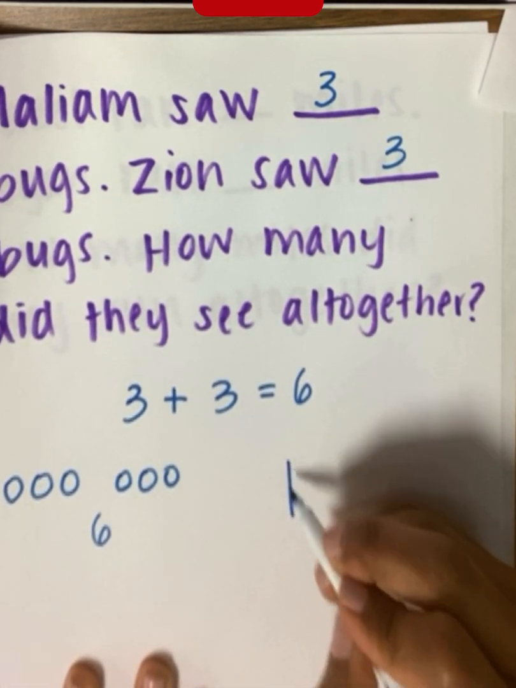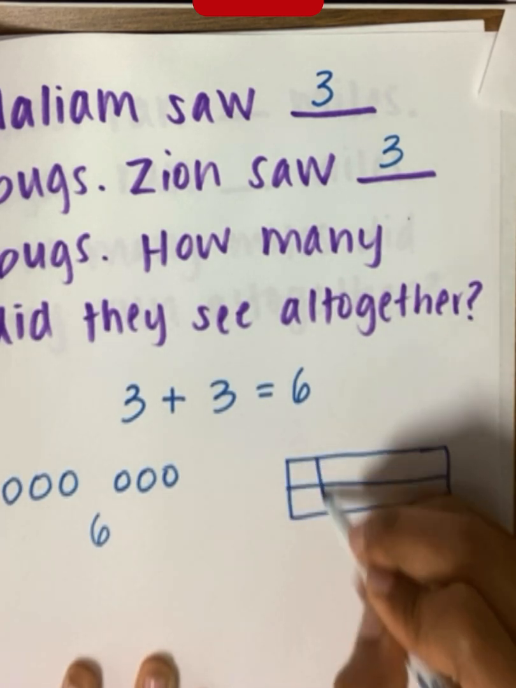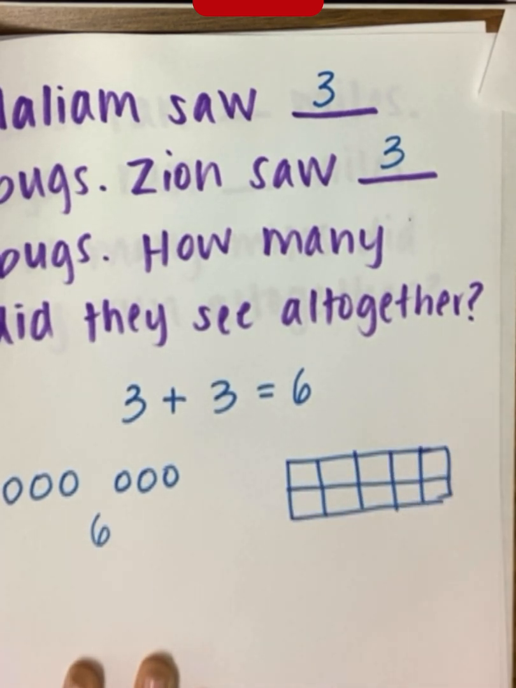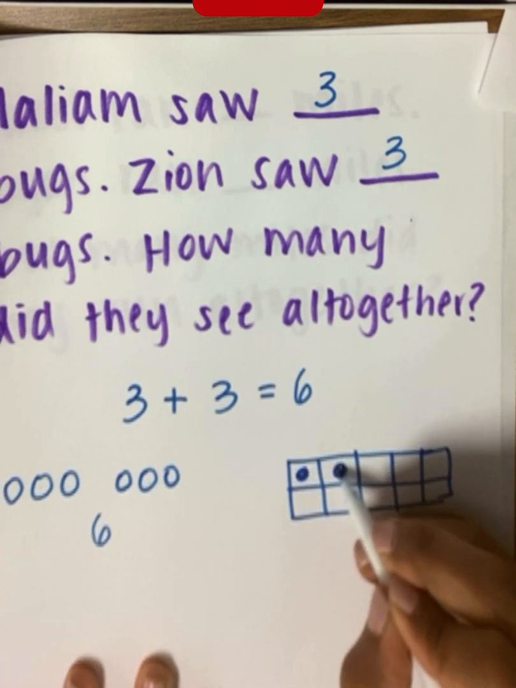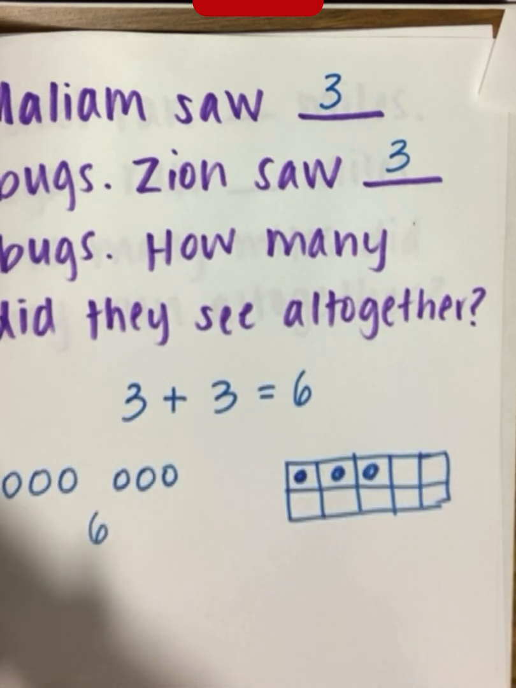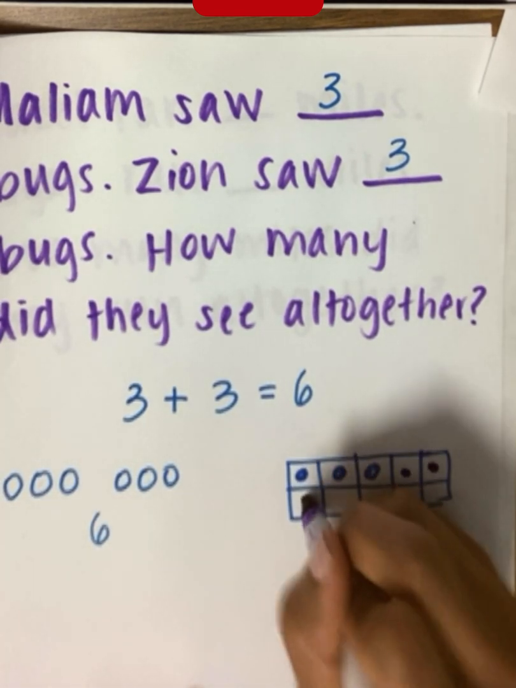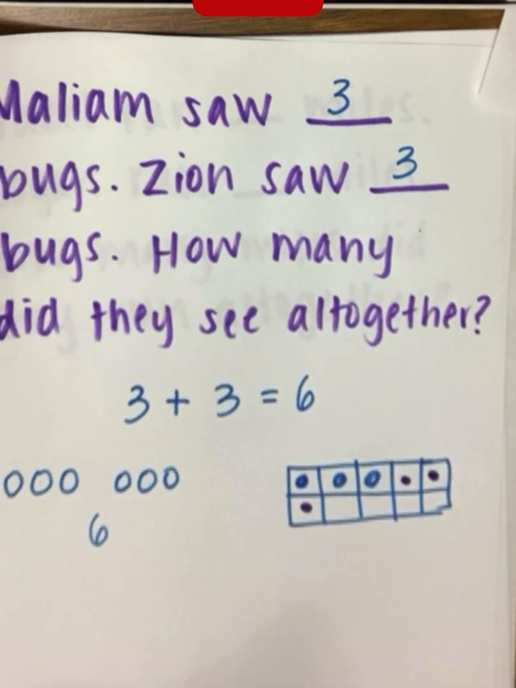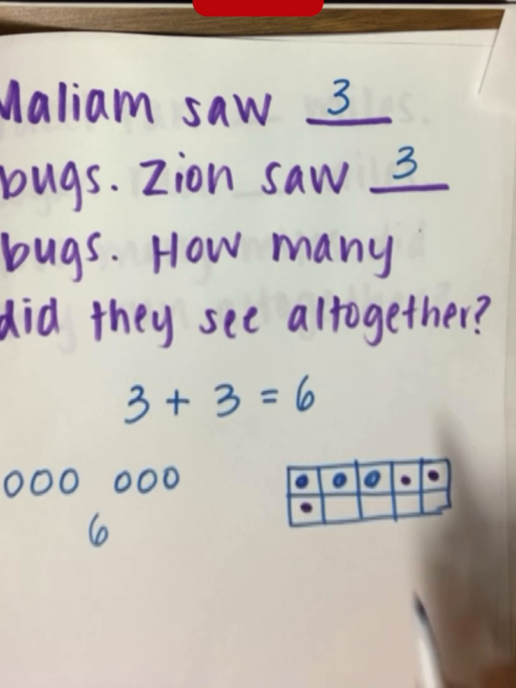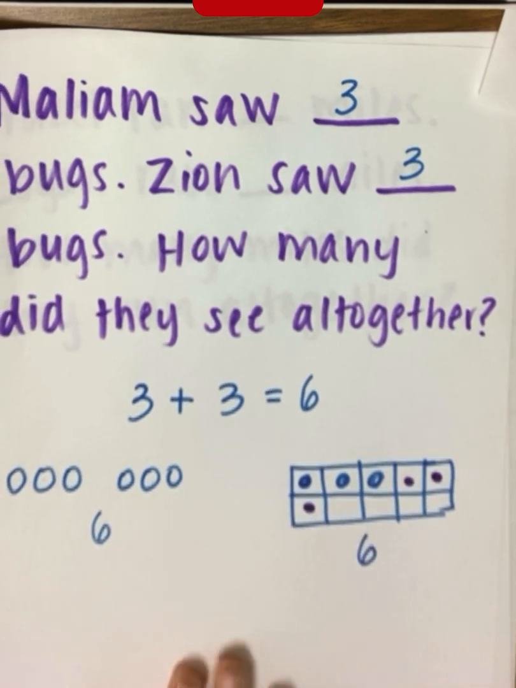And the tens frame, so 3 for Maliam, the 3 bugs Maliam saw. So 1, 2, and 3. And then the 3 more that Zion saw. 1, 2, and 3. Now let's count them. So again, it looks exactly like our word problem from the previous page. 6. 1, 2, 3, 4, 5, and 6. Here I have 6.